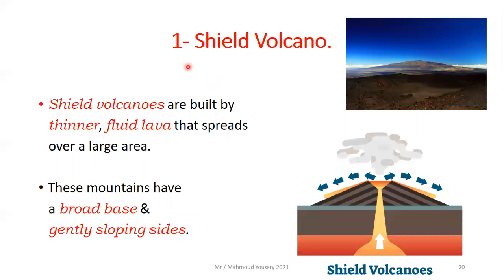Number one, shield volcano. From its name, it is shield, so it must be broad or wide. Shield volcanoes are built by thinner fluid lava that spreads over a large area. As you can see, the lava is in thin layers that are spread over a large area. These mountains have a broad base and gently sloping sides. This is one in nature.